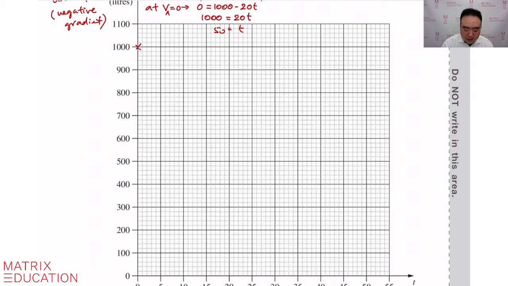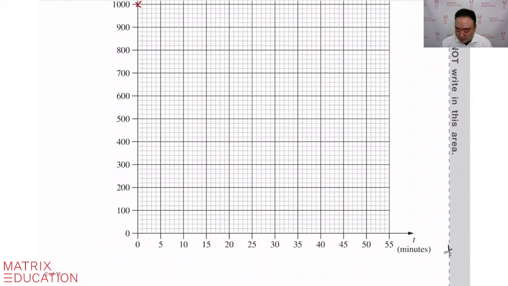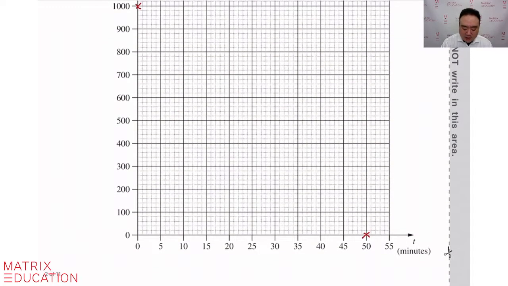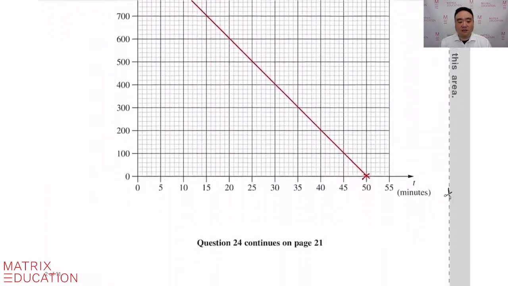So we have (0, 1,000) and (50, 0). After 50 minutes, the tank gets emptied. We're going to join these two points, and that's going to make the graph of tank A. Yep, and this is tank A. Okay. Next, let's have a look at the next question.